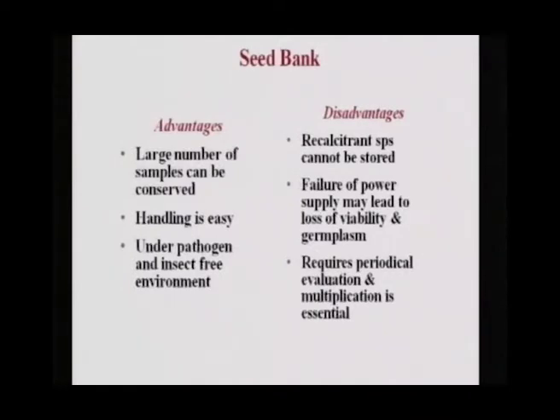Whereas some disadvantages are also there. That is, recalcitrant species cannot be stored. They are not desiccation tolerant. That means they are desiccation sensitive. And failure of power supply may lead to loss of viability and germplasm. That is one of the biggest limitations in seed bank operation. It requires periodical evaluation, and multiplication is also essential for the seed bank.